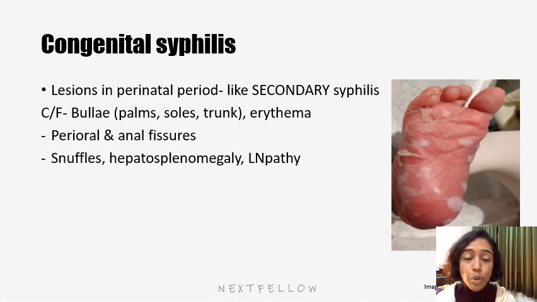So you can see bullous lesions in the infant, which may occur on the palms or soles, even on the trunk. There may be erythematous patches. Fissures are important, perioral fissures as well as anal fissures. This is the classical snuffles and rhagades. Rhagades means the perioral fissures, snuffles means there will be basically a rhinitis. There's also hepatosplenomegaly and generalized lymphadenopathy.